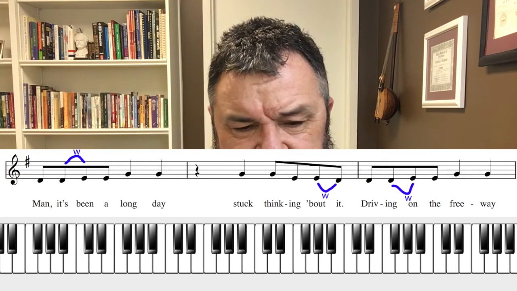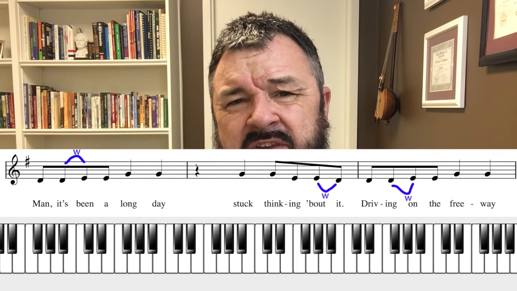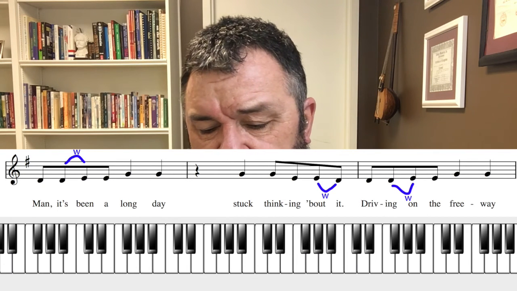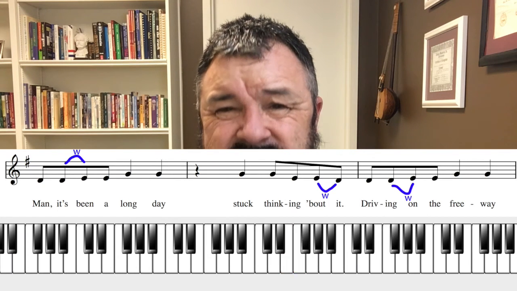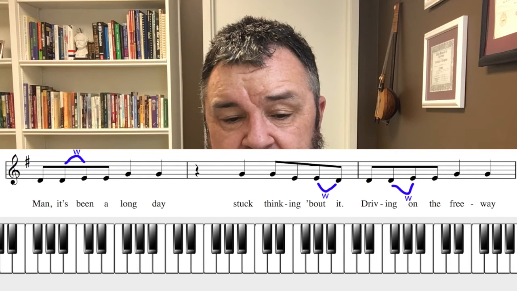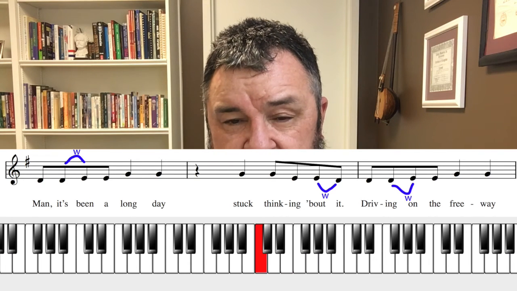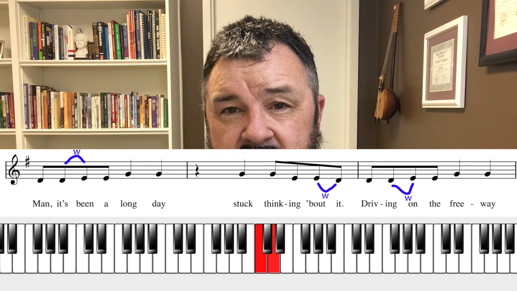And then finally, unlike the half step, which we talked about creating tension, if you play a whole step, that doesn't have near as much tension as a half step. As a matter of fact, it can be pretty pleasing to the ear.